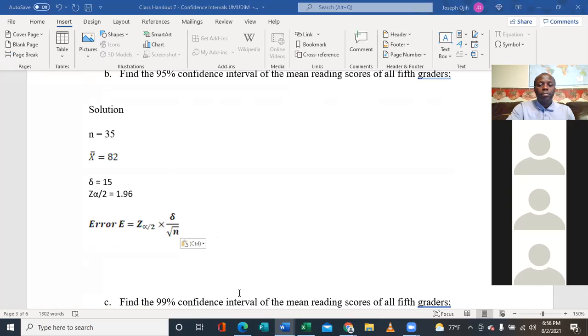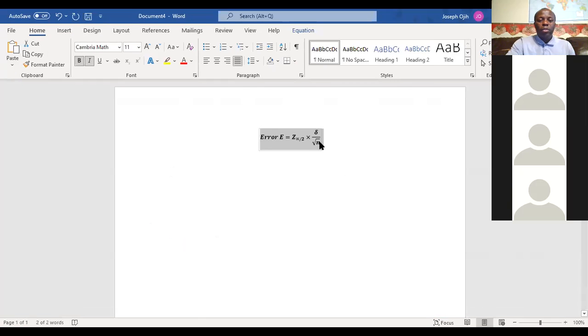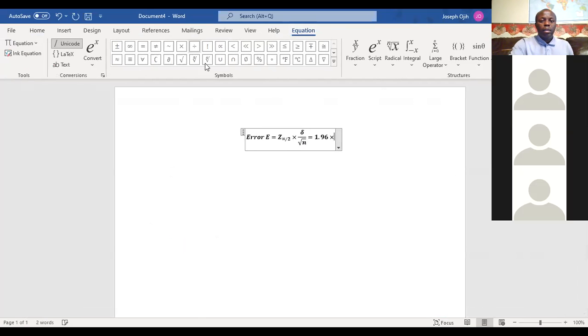So we have the margin of error equals Z alpha over 2, which is 1.96, times the standard deviation of 15, divided by the square root of n, 35. The sample size is 35, right? Yep, 35. So let us get this on the calculator and put the answer in.